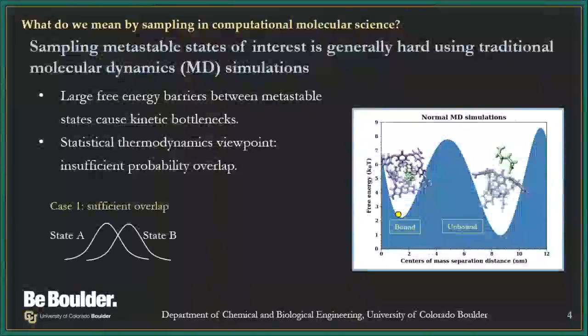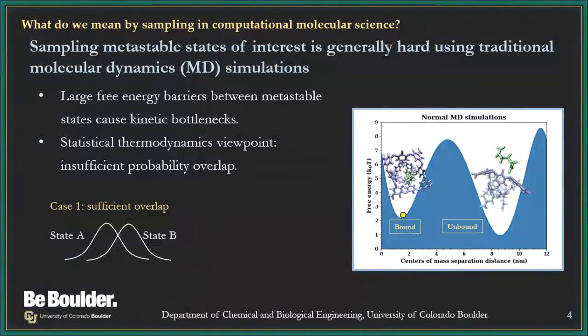In the first case, you can see that there is a fair amount of probability overlap between the two metastable states, state A and state B. Therefore, when we draw samples from the probability distribution of state A, when running a simulation starting from state A, it is likely that some of the samples also belong to state B, meaning that we could get samples from both metastable states in just one simulation.